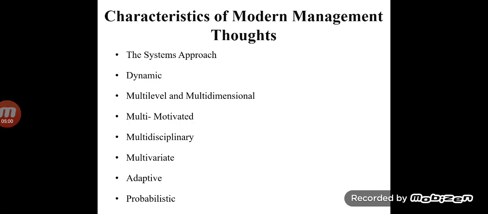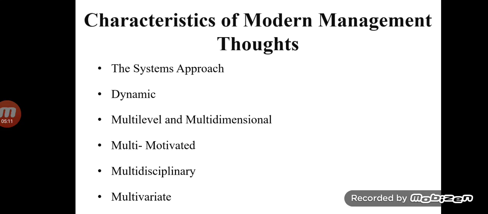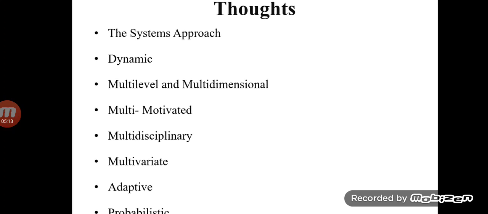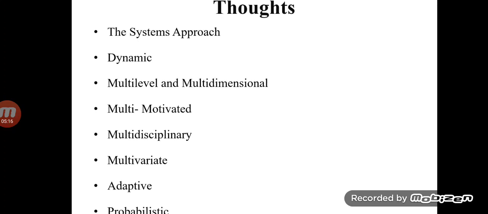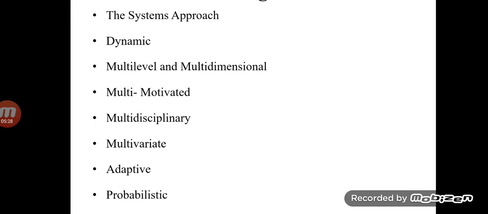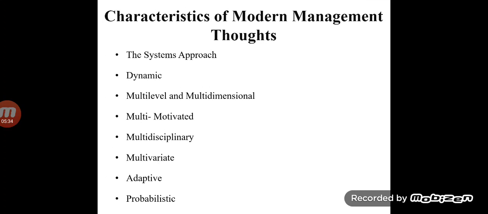Now our next point is characteristics of modern management thoughts. Here these are the characteristics. The first one is the system approach, second is dynamic, third is multi-level and multi-dimensional, fourth is multi-motivated, fifth is multidisciplinary, sixth is multivariate, seventh is adaptive, and eighth is probabilistic. Okay, these are the characteristics of modern management thoughts.